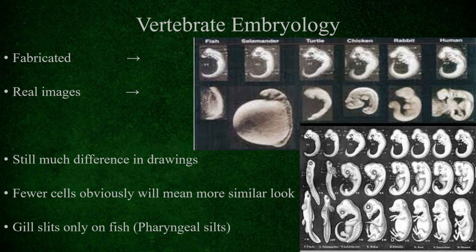And those gill slits you're probably told about only exist in fish, though you were probably told that they existed in all vertebrate embryos. What they are is what are called pharyngeal slits. So in fish, they become gill slits, but in the other vertebrates, they become wholly different structures and functions.